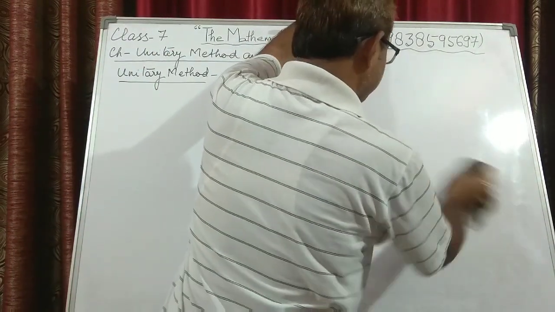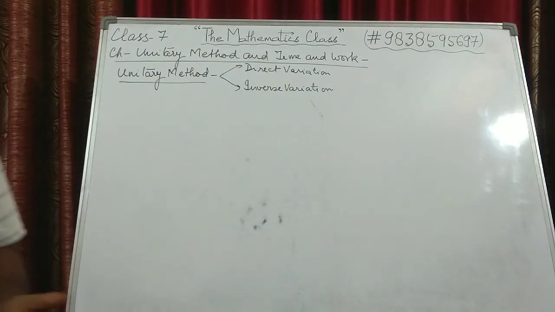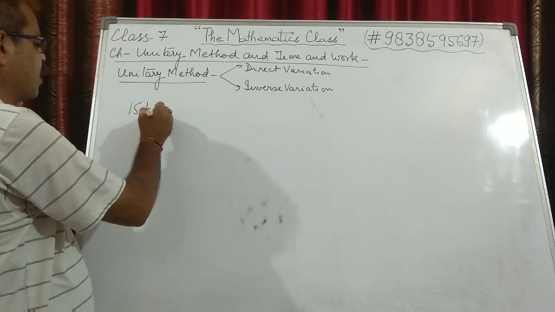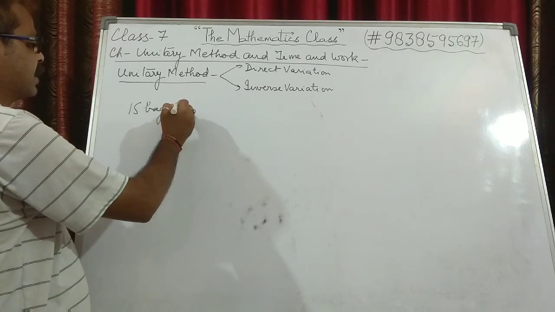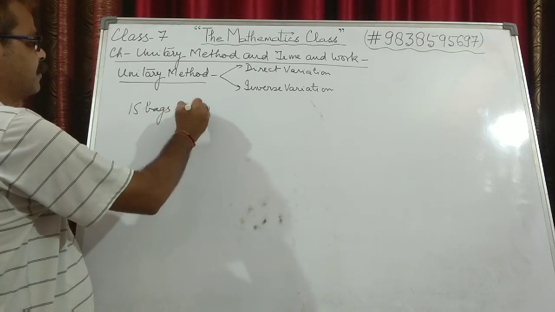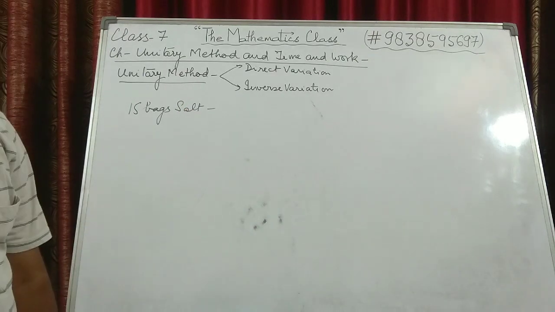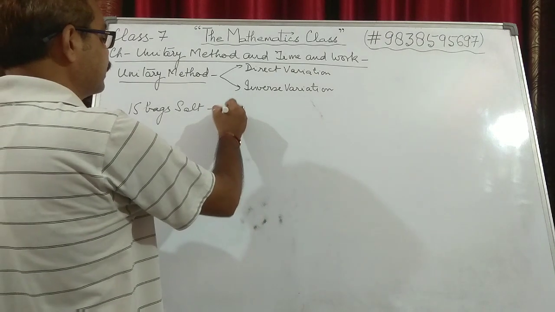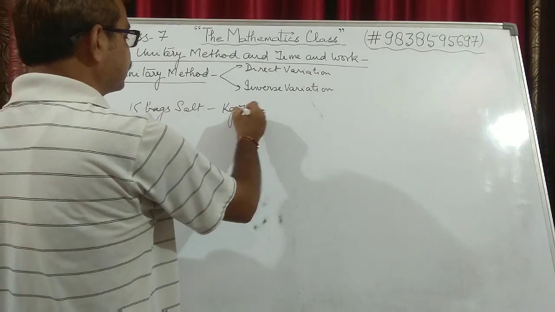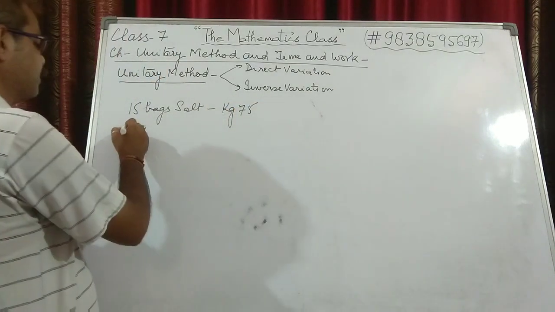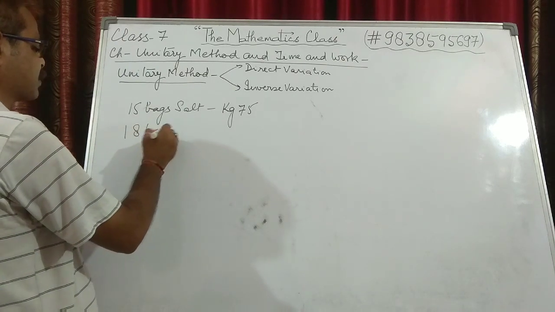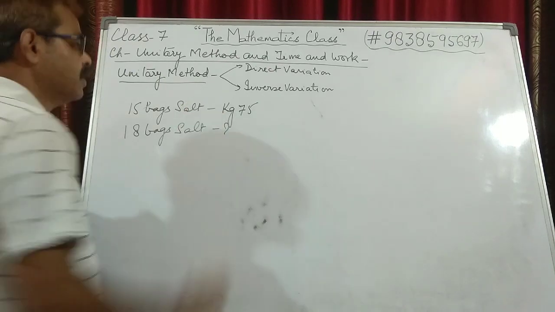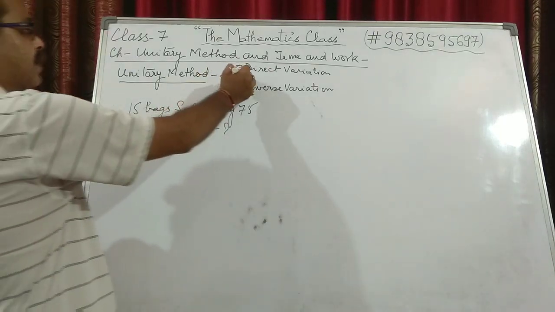What is the meaning of direct variation? Suppose a question is there that 15 bags of something, let's say salt, weigh 75 kg. Find the weight of 18 bags of salt. This you have to find. We are talking about direct variation.